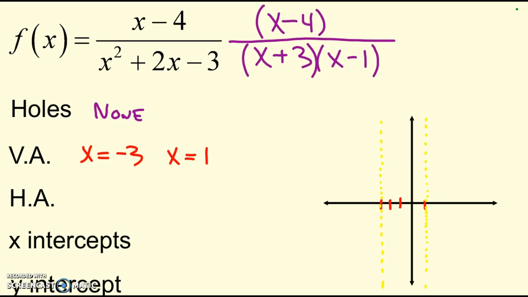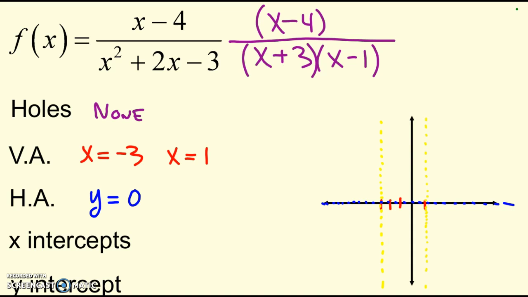Okay. Any horizontal asymptotes? Well, the bottom is bigger by 1 degree than the top, so that means we're going to have a horizontal asymptote at y equals 0. So we have y equals 0 again as one of our horizontal asymptotes.